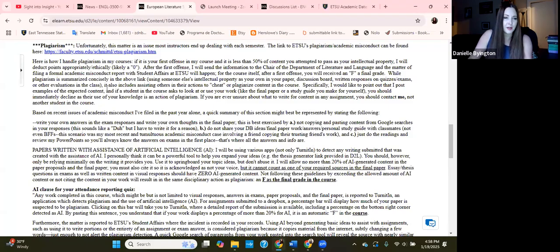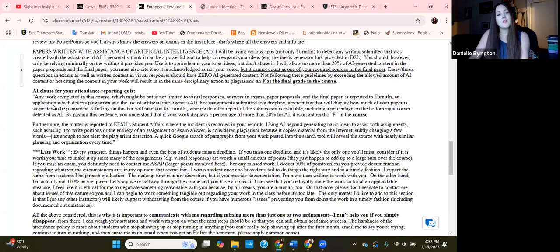So there are some little details about what you shouldn't do, what you can't do, what percentage you can do, and so on in this section. And this part about using AI for your writing. Pay attention to this part.